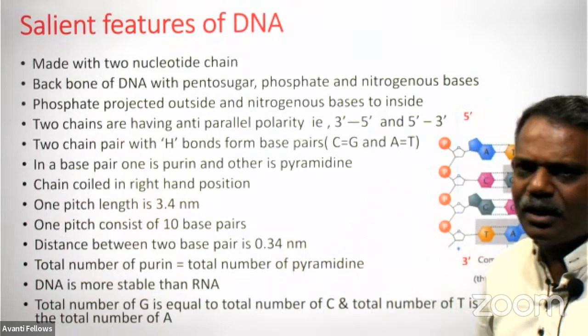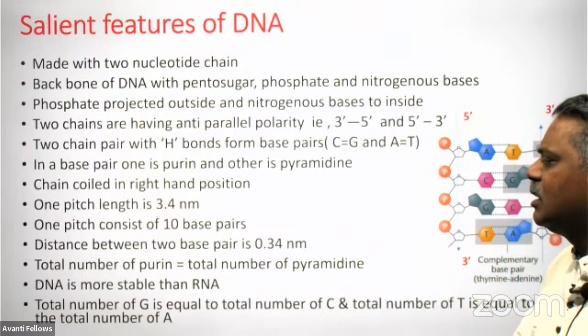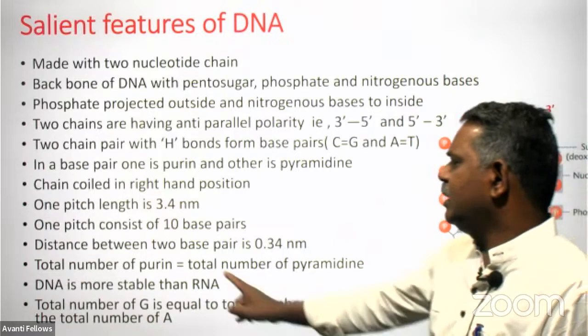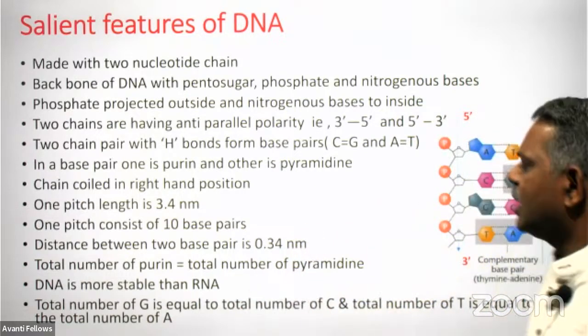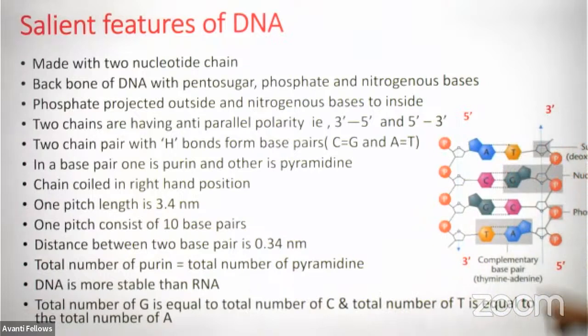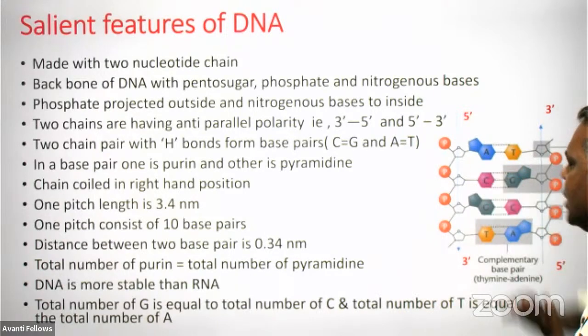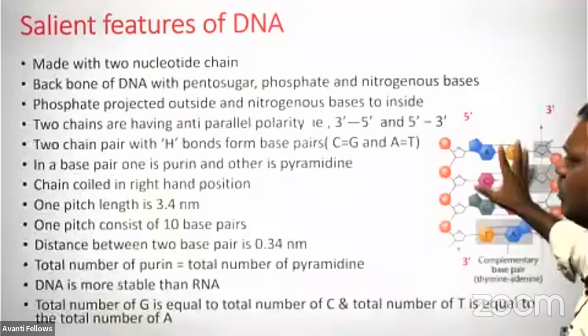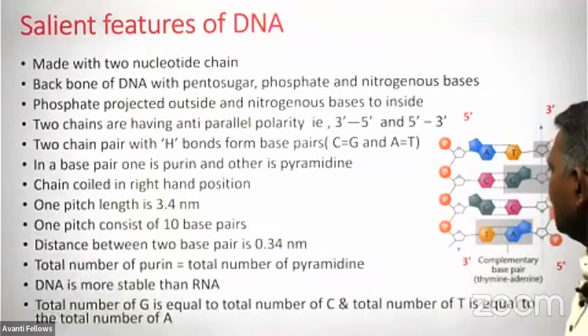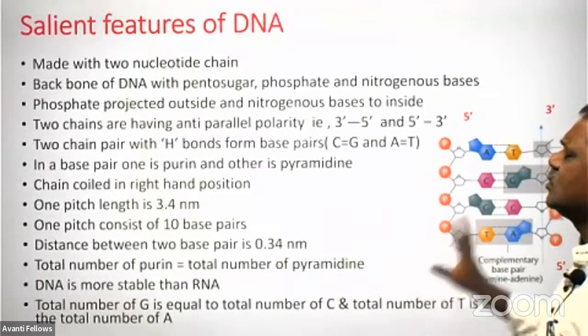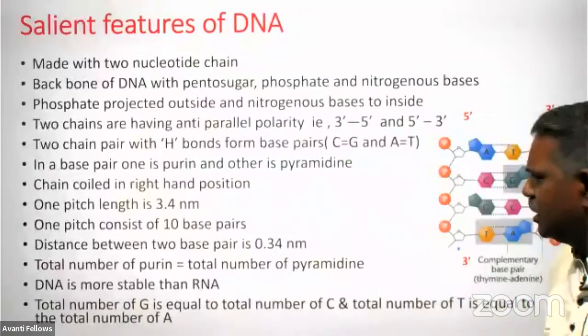So the total number of purines is always equal to the total number of pyrimidines in DNA. That is not there in RNA because it is single stranded. And DNA is more stable than RNA. And see here, the number of adenine is not equal to guanine in DNA. Number of thymine is not equal to guanine or cytosine. And the number of adenine is always equal to the number of thymine in DNA, and the number of cytosine is always equal to the total number of guanine present in the DNA.